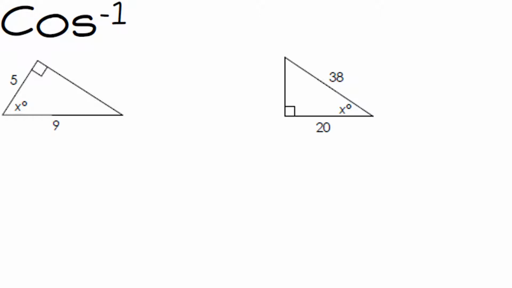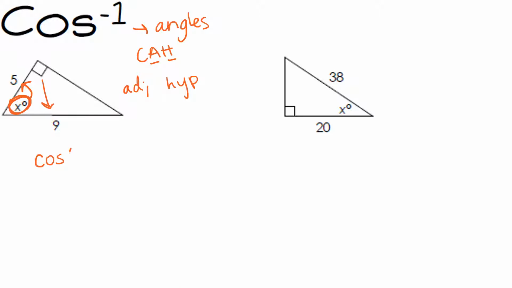All right, so now we jump to cosine inverse. Since it's an inverse, that means I'm going to try and find angles. In my first example, that x, my unknown variable, is an angle, so I should be using an inverse. We're given the adjacent side and the hypotenuse, so that would be cosine. We start by setting up cosine. We put our angle in the bubble, so my angle is unknown, I put an x. Adjacent is 5, hypotenuse is 9.